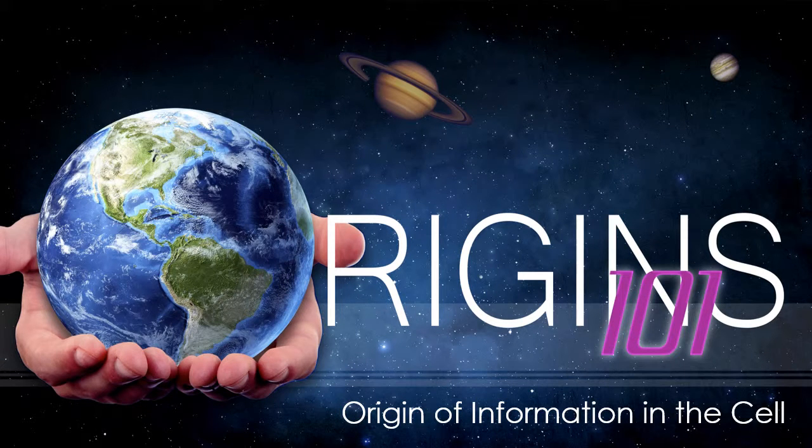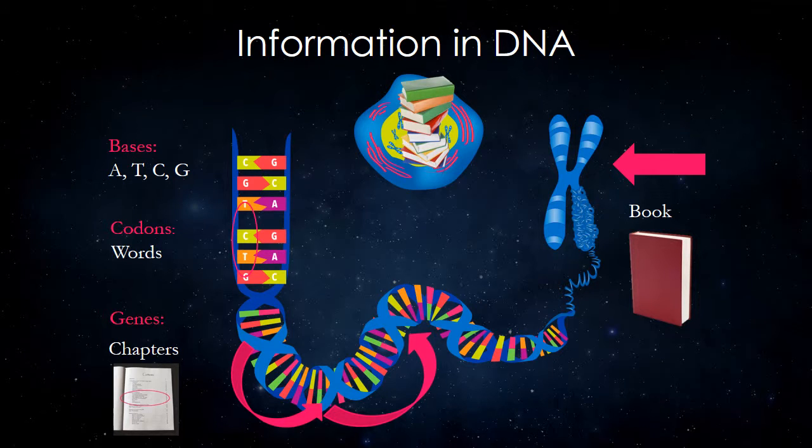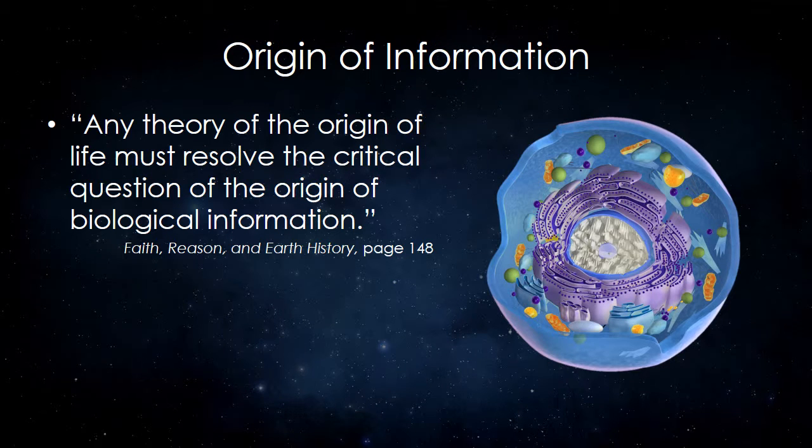Origins 101, the origin of information in the cell. In previous presentations, we have talked about the astonishing amount of genetic information contained in DNA. Where did all this information come from? Any theory of the origin of life must resolve the critical question of the origin of biological information.